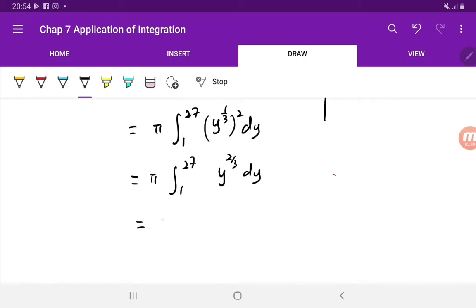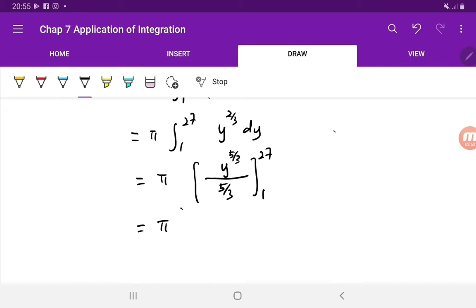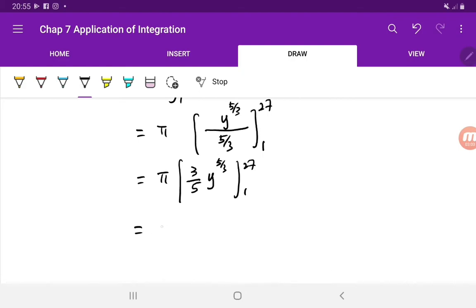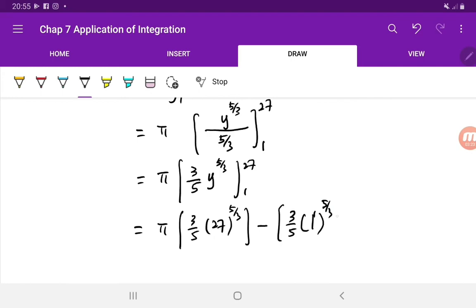Integrate it. So this one will become 2 over 3 plus 1, which is 5 over 3, so y power 5 over 3 divided by 5 over 3, from 1 to 27. So pi, reverse it, becomes 3 over 5 y power 5 over 3, from 1 to 27. Substitute y equals 27 to the power 5 over 3, minus y equals 1 to the power 5 over 3, in the big bracket.